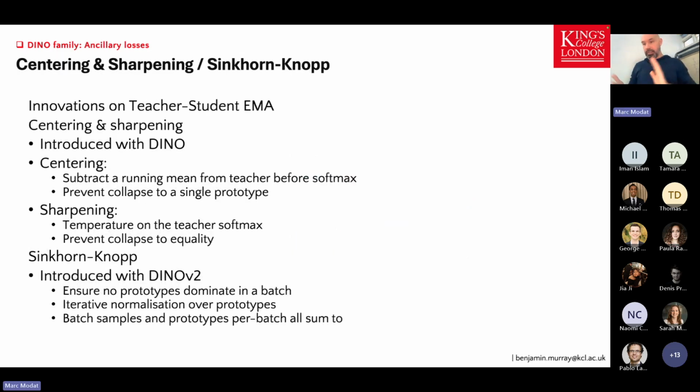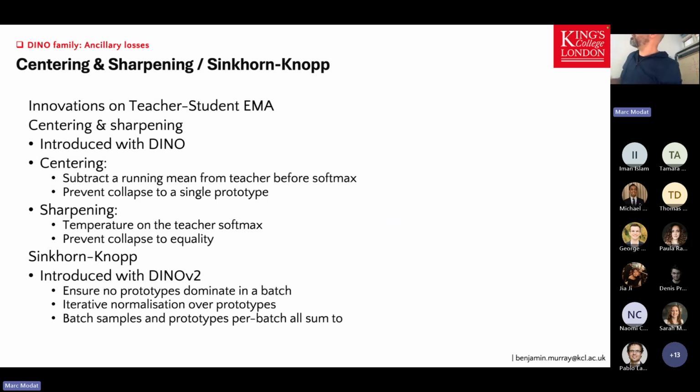Then there's a whole bunch of ancillary losses. Given the time, I'm not going to go into detail about these. All of these are basically here to make sure that whatever pattern of activations you get out of your prototypes aren't too sharp, so they're not too Dirac-like, and they're not completely flat. Essentially they start off with centering and sharpening. Centering is trying to make it not like a Dirac. Sharpening is trying to make it not too flat.